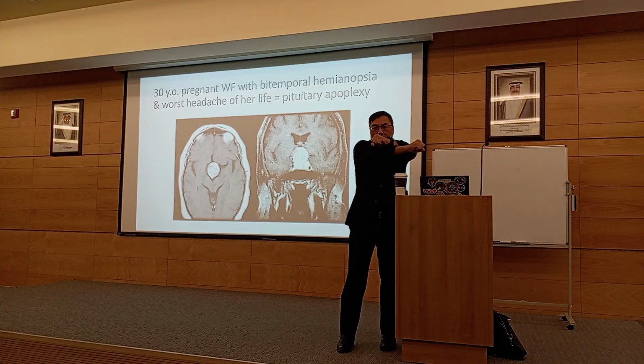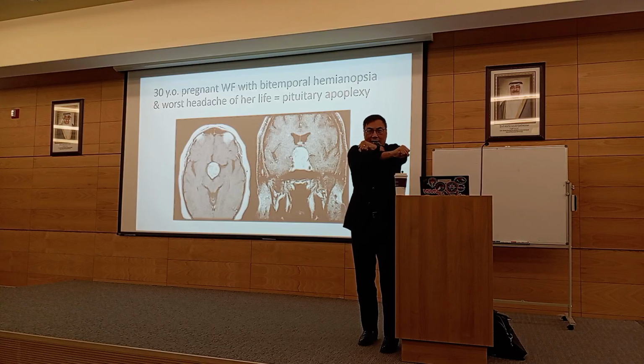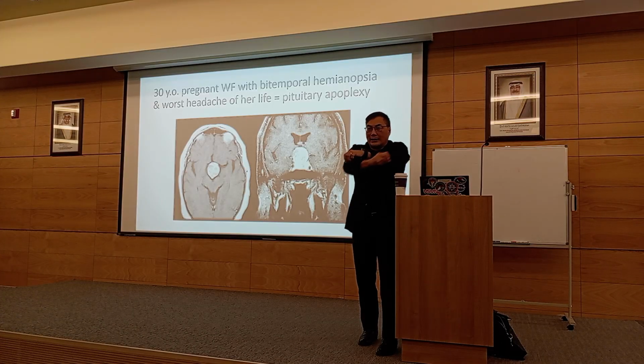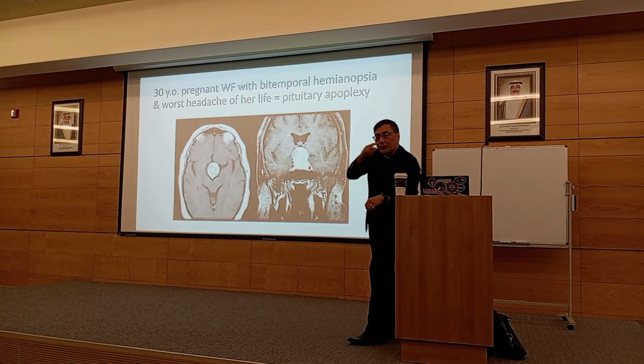Bitemporal. If, however, the chiasm is post-fixed like this, it'll hit the junction or only one optic nerve. And if the chiasm is prefixed like this, what will it hit? The tract.